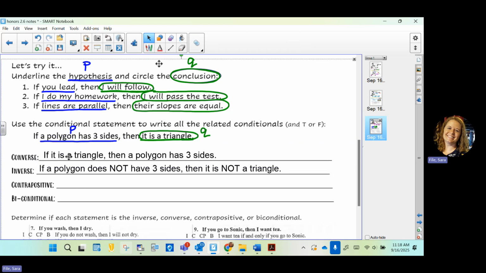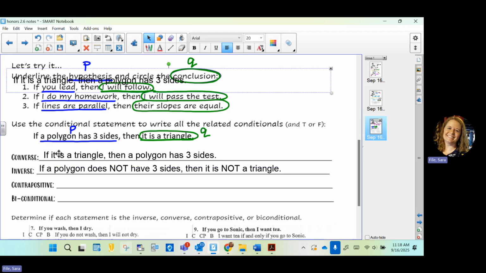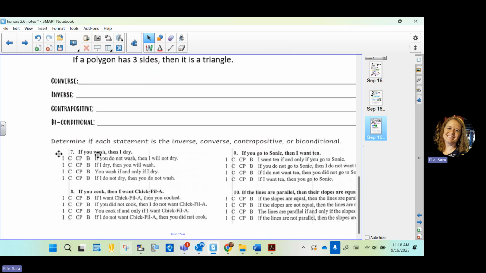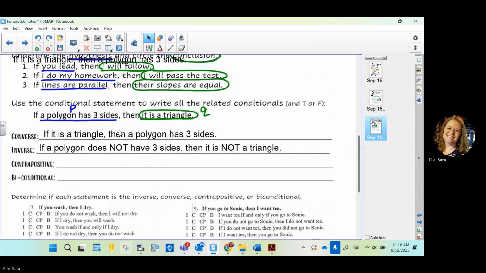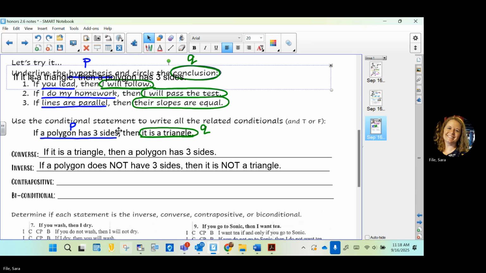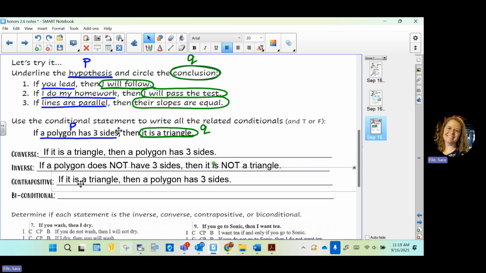Okay. What about the contrapositive? The contrapositive switches the order and it negates. So I switched the order to put the triangle at the beginning, but I need to say, if it is not a triangle, then a polygon does not have 3 sides.